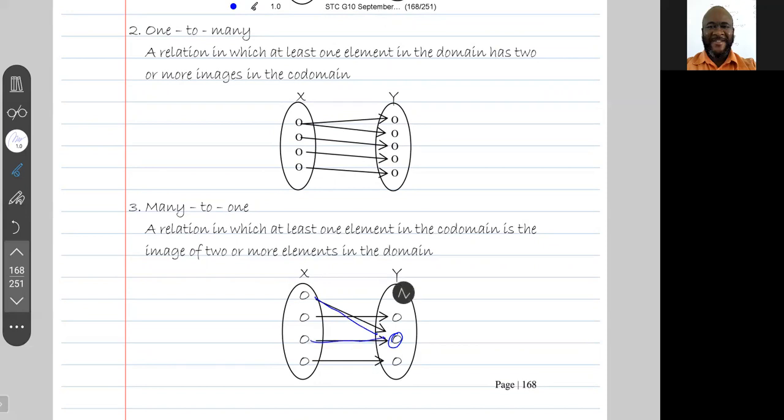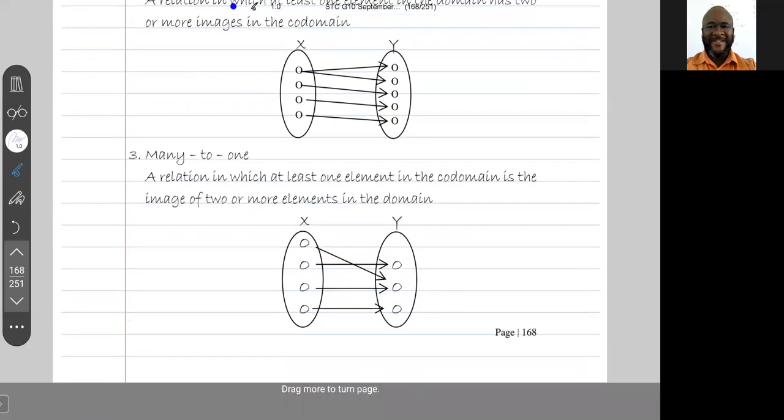in the domain. So here we have what? Many going to one. This is called a many to one relation. All right, turning the page.